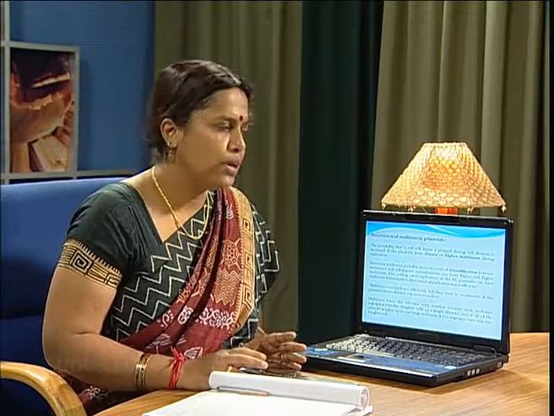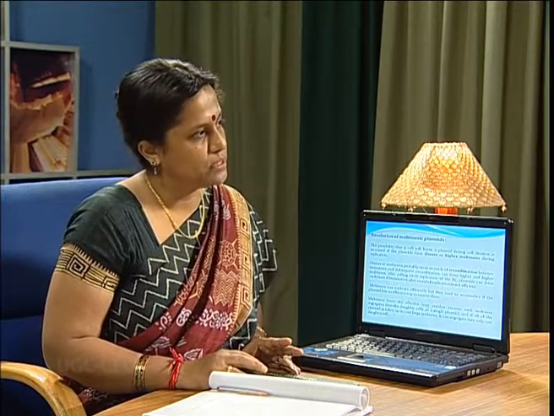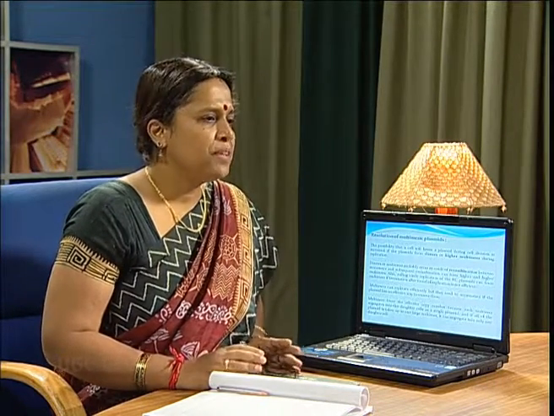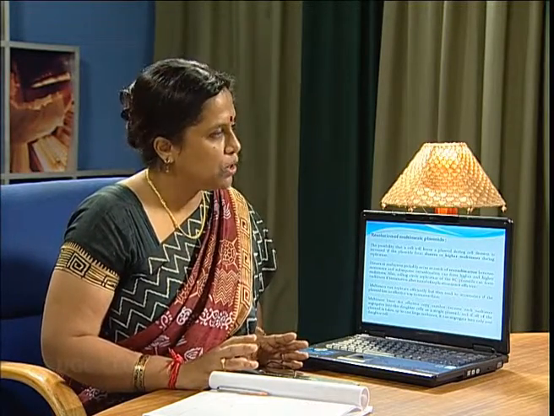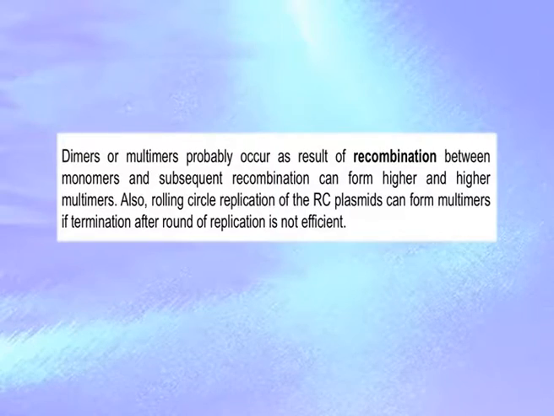So the next way of overcoming the curing of a plasmid is resolution of multimers. As I said, whenever there are certain repeat sequences, it leads to the formation of dimers or multimers in a plasmid. This multimerization is the result of recombination between the monomers, and this subsequent recombination can form higher and higher multimers. And also we have seen that there are certain plasmids which undergo rolling circle mode of replication, and if the termination of rolling circle mode of replication is not done perfectly, then also it leads to the formation of multimers.